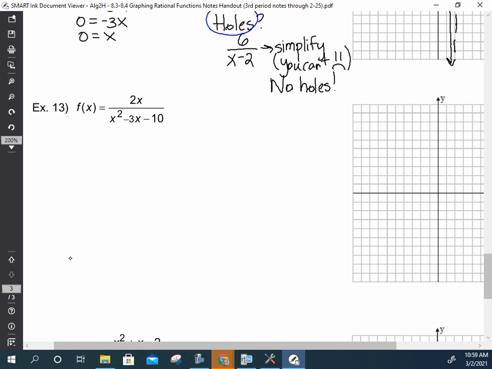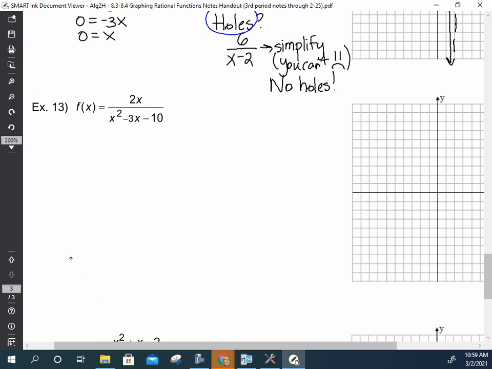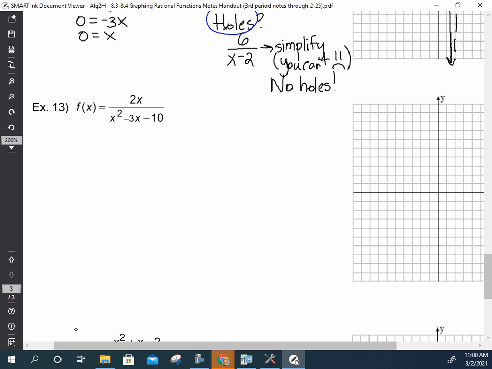So, example 13. Example 13, we're not going to do most of it that much different. So let's start with the zeros. So zeros, take the function, set it equal to 0.